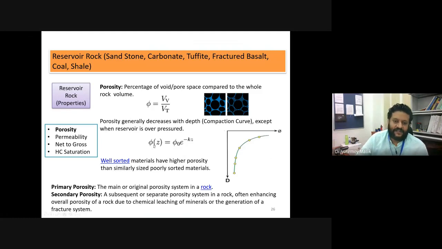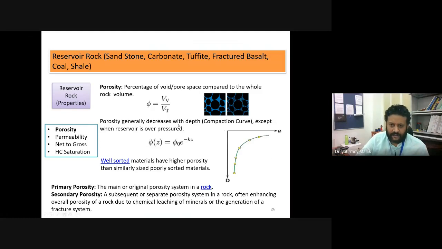So phi, porosity at a particular depth, is equal to phi 0, porosity at the surface, multiplied by e to the power minus kz, where z stands for the depth, and k is essentially the compaction constant. Okay. So this the bulk modulus of the rock.